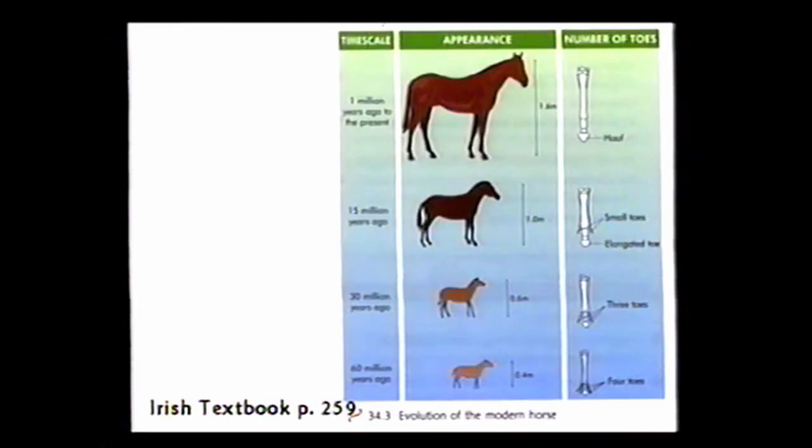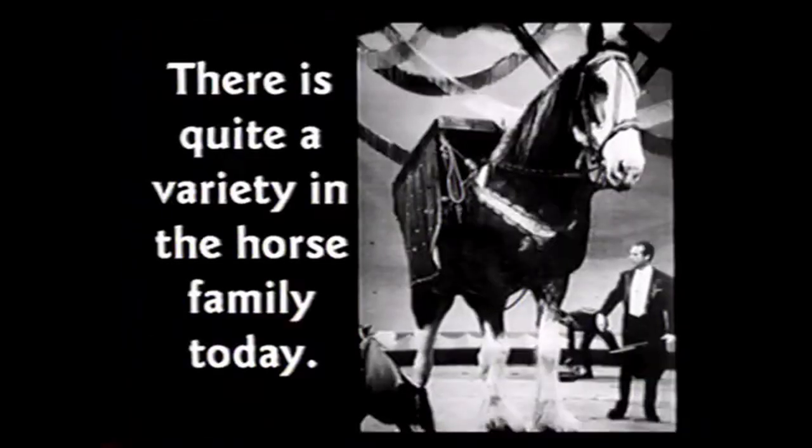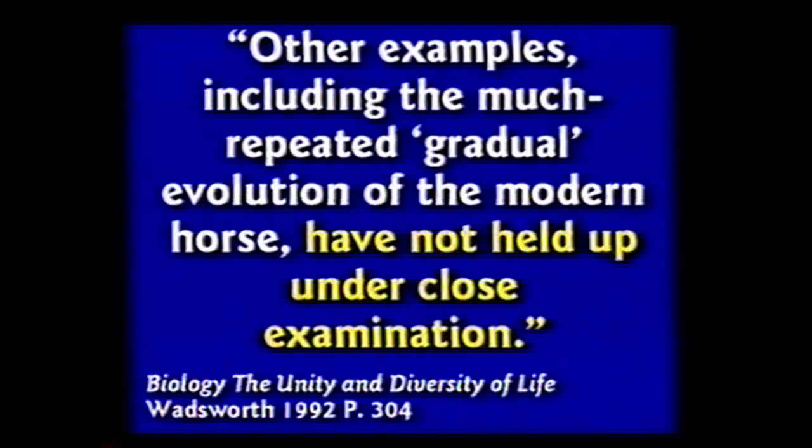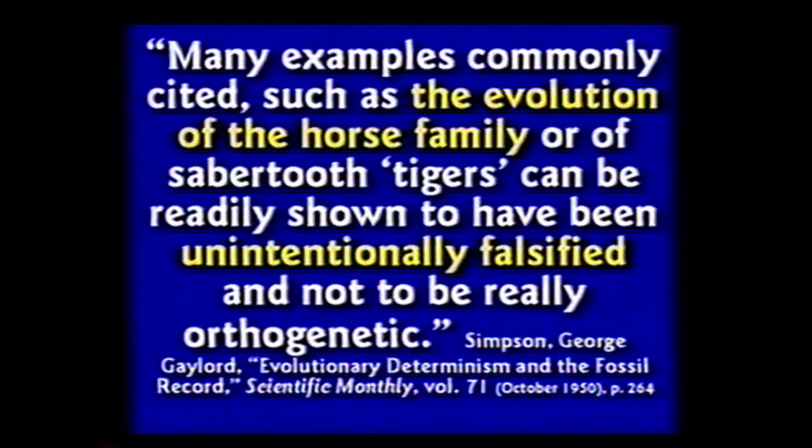By the way, there's quite a variety of horse sizes today, don't you know? And the experts will tell you the other examples, like the much repeated gradual evolution of the modern horse, have not held up under close examination. What that means is, it's not true. George Simpson, G.G. Simpson said, many examples commonly cited, such as the evolution of the horse family or the saber-toothed tigers, can be readily shown to have been unintentionally falsified and not to be really orthogenetic. He said this back in 1950.